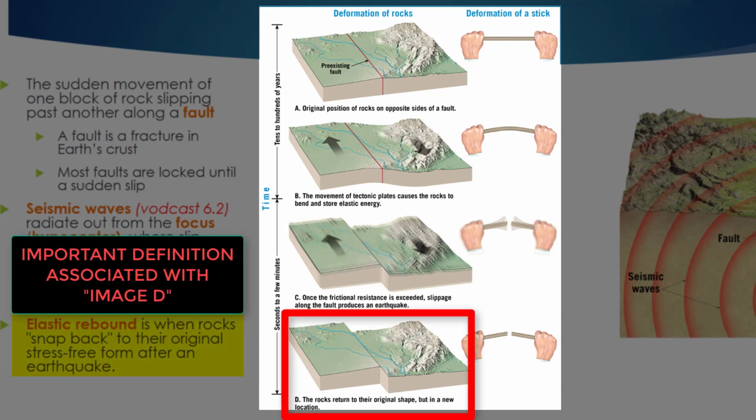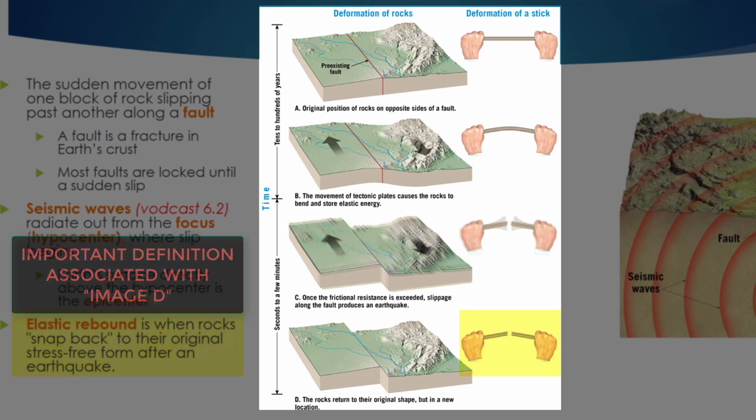And then in part D, we see that the earthquake is now over. The rocks have returned to their original shape and they are now in a new location. With that stick in your hand, right after you snapped it and it stopped vibrating, now you just have two pieces of stick. And you can kind of think of that as the breakage being over. Well, in part D, the earthquake is now over.